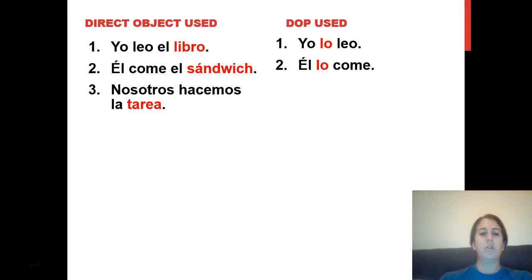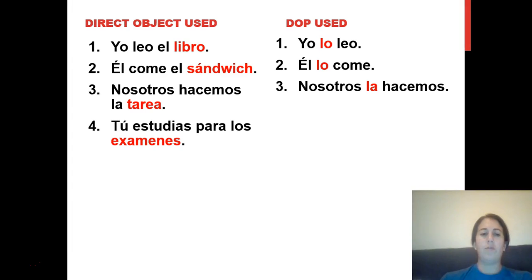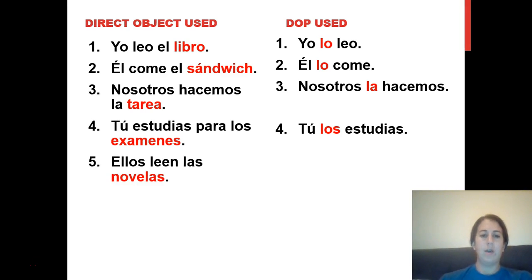Número tres. Nosotros hacemos la tarea. Where's la tarea going to go in the sentence? Your answer, nosotros la hacemos. Number four, tú estudias para los exámenes. What do you study for? Tú los estudias. You study for them. And then finally, ellos leen las novelas. What are we going to replace las novelas with? Ellos las leen.